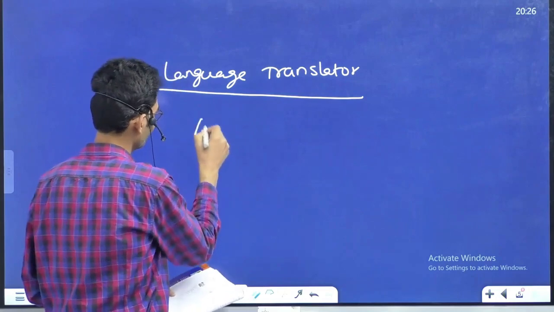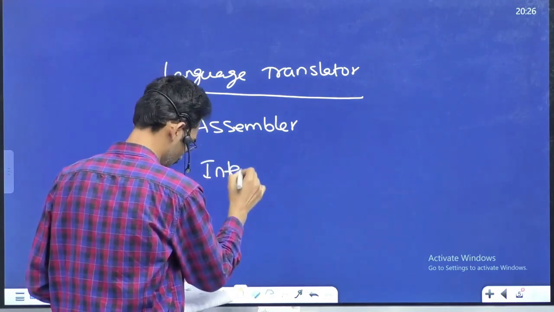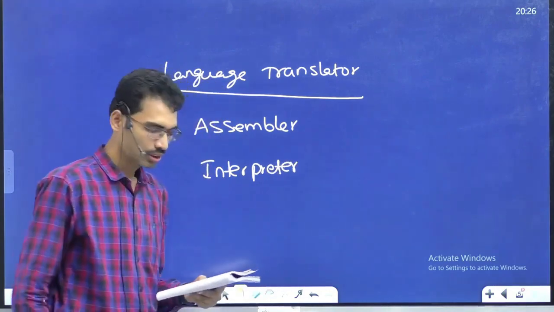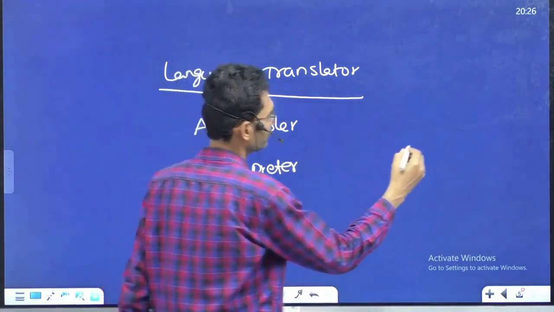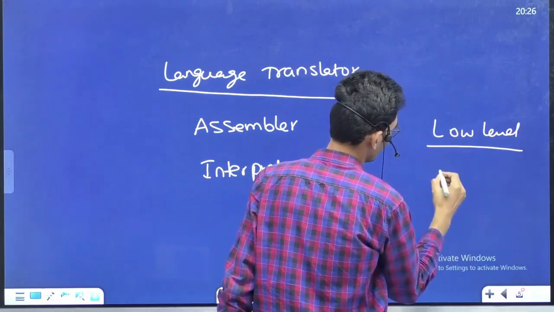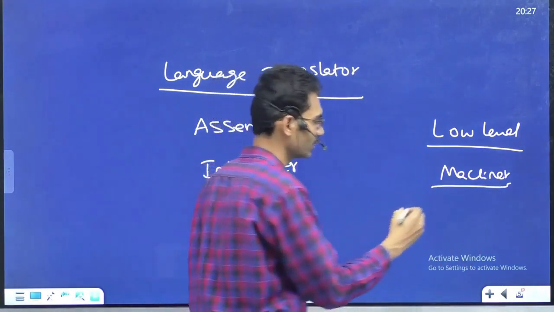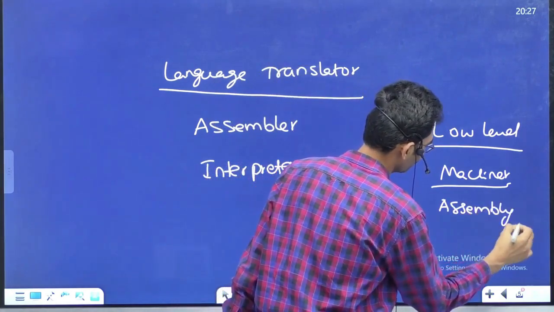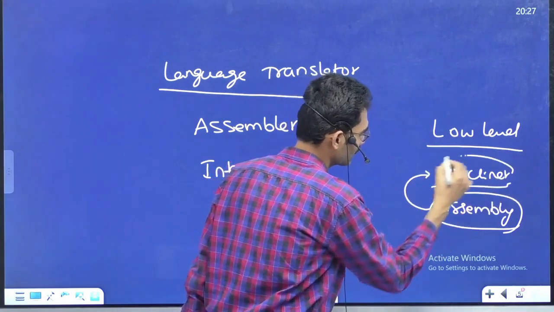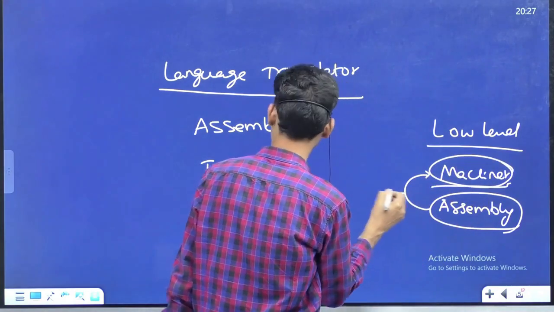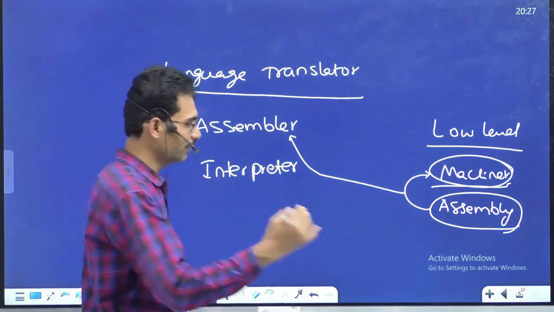The first example is the assembler. The second is the interpreter. We have seen, when it comes to low level, one is machine level language, machine language, the lowest level, which only computers understand. Another level is assembly language. This assembly language also cannot be directly understood by computers. There should be some mechanism which translates assembly language into machine language. This is called the assembler. When it comes to the interpreter, the interpreter converts line by line.